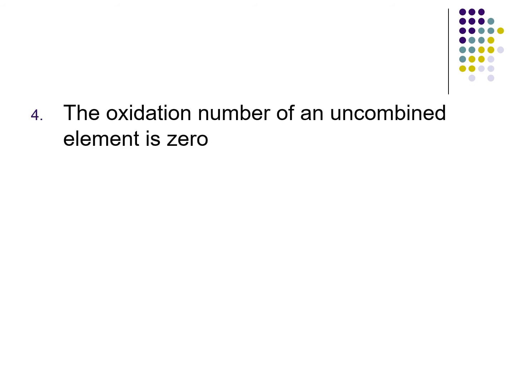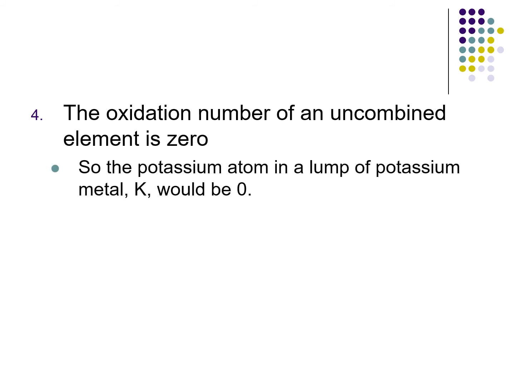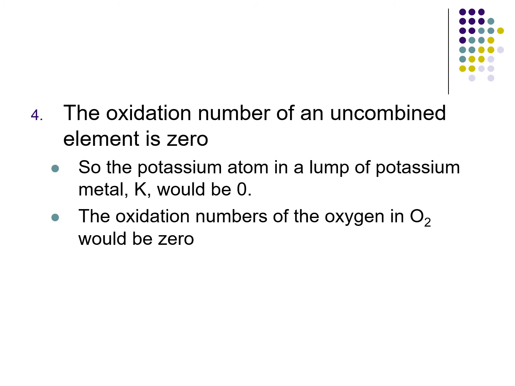The oxidation number of a pure element, not in a compound, will be 0. Doesn't matter what the element is, we're just saying if it's a pure element, it's 0. If it's potassium metal, it's 0. If it's oxygen gas, it's 0. In its elemental form, oxidation numbers will always be 0.